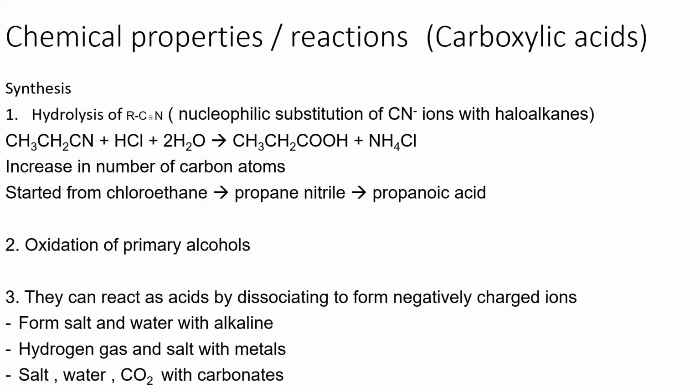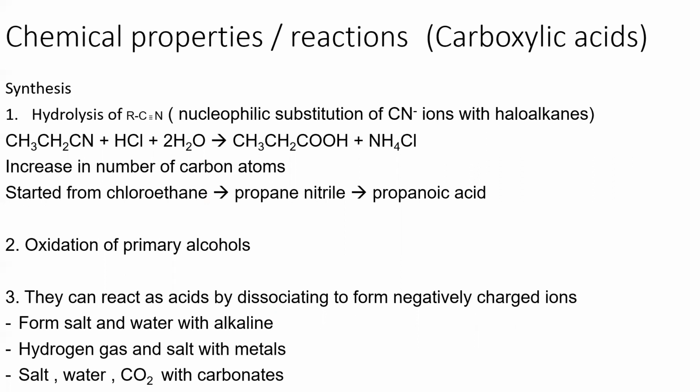Let's carry on. So let's talk about how we have learned to synthesize carboxylic acids. First of all, nucleophilic substitution of CN minus ions. This was done under haloalkanes. So you form a nitrile using KCN in ethanol, which reacts with the haloalkane. For example, we take CH3CH2CN and we hydrolyze it with HCl and H2O. It will produce CH3CH2COOH and then NH4Cl. Also take note that this will result in an increase in carbon atoms.